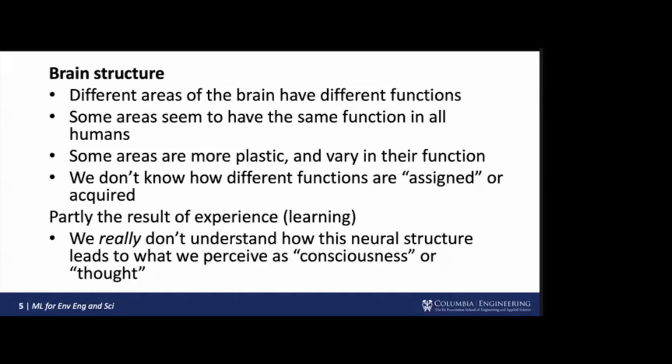Most importantly, even with all this structure, we do not understand how those neural systems produce what we call consciousness or thought. This is where the analogy to neural networks stops. So in machine learning, we don't try to model consciousness. We focus on building systems that perform specific tasks.